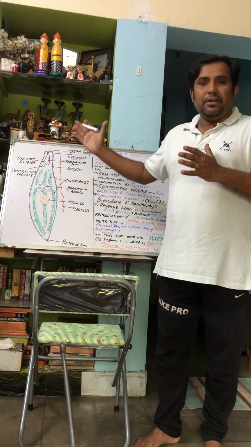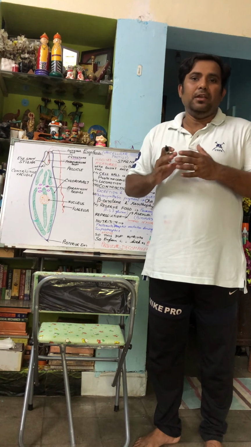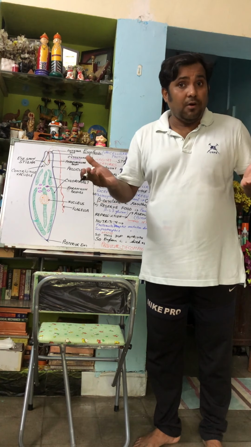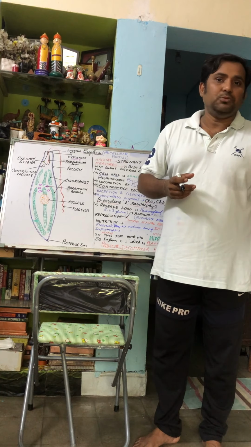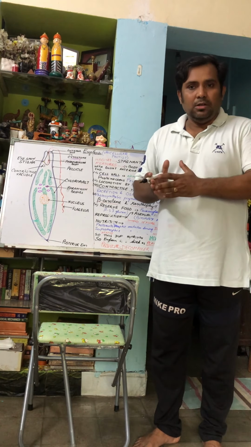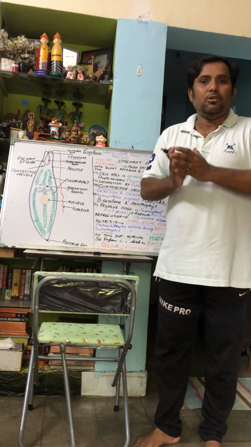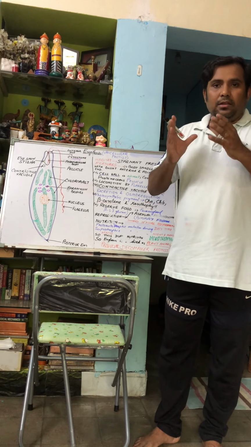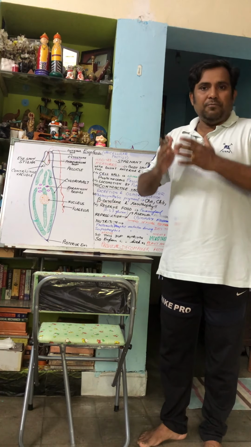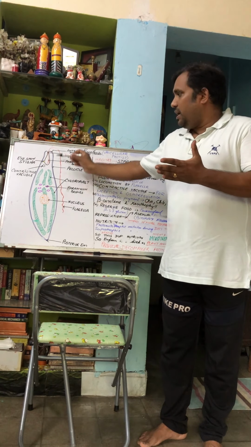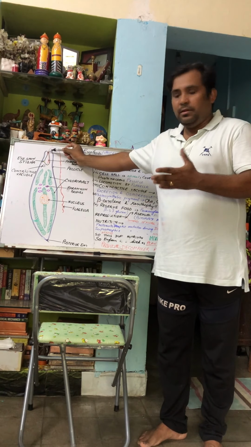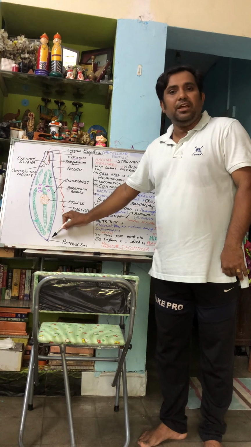If you see under the microscope, it is mostly spindle in shape. Where is Euglena found? Euglena is very commonly observed in stagnant fresh water, maybe a pond or some stagnant water of a canal. And under the microscope, Euglena appears spindle in shape. It has a blunt anterior end and a pointed posterior end.